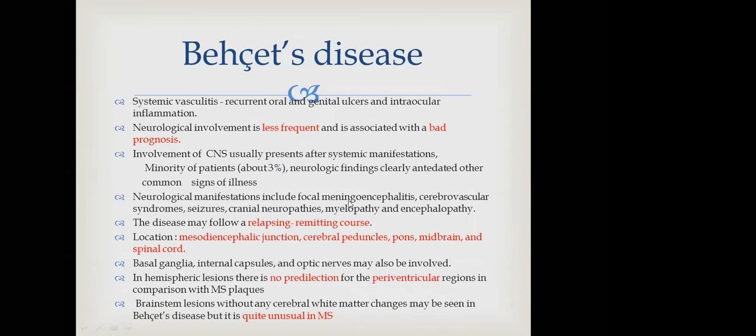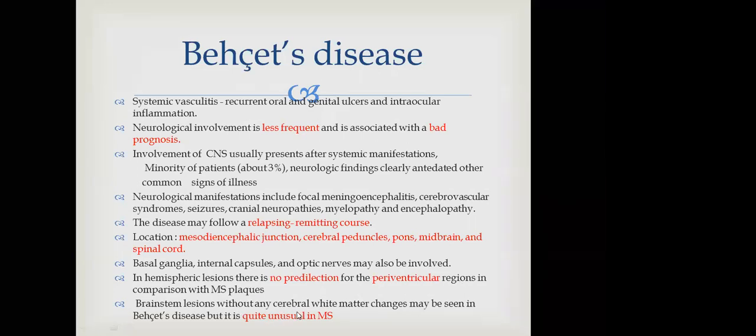Neurological manifestations include focal meningoencephalitis, cerebrovascular syndrome, seizure, cranial neuropathy, myelopathy, and encephalopathy. The disease may follow a relapse and remission course. The mesodiencephalic junction and cerebral peduncle, pons, midbrain, and spinal cord are sites of predilection. The basal ganglia, internal capsule and optic nerve may be involved.